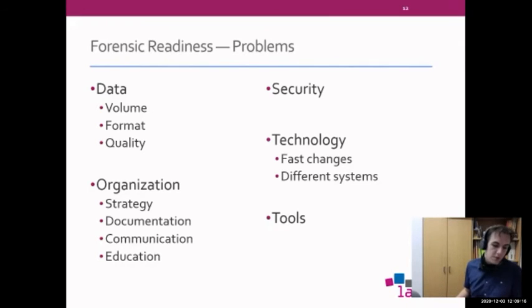Also, there were some problems with organization, like the lacking strategy, no documentation. There was a problem with communication, internal or external. So when there's an incident, people tend to not communicate it properly and might try to cover it because they are afraid of potential repercussions.